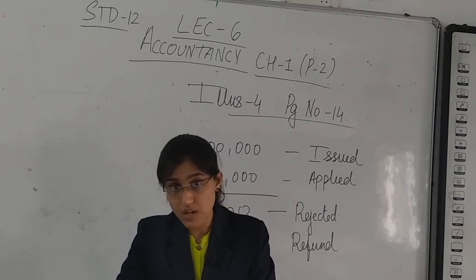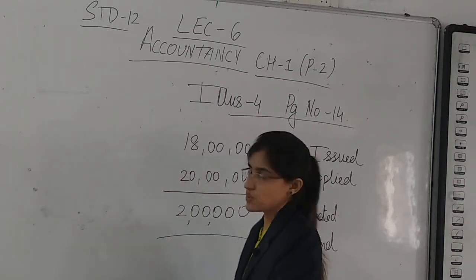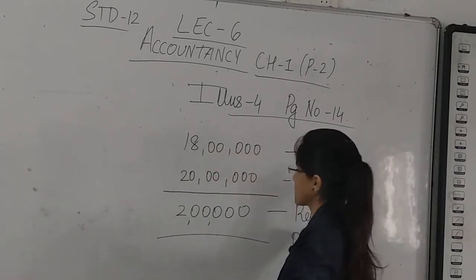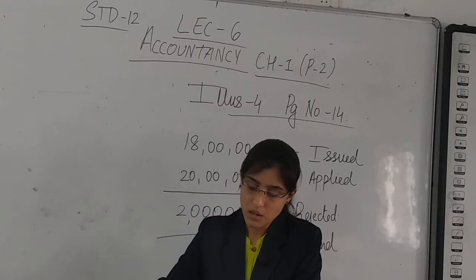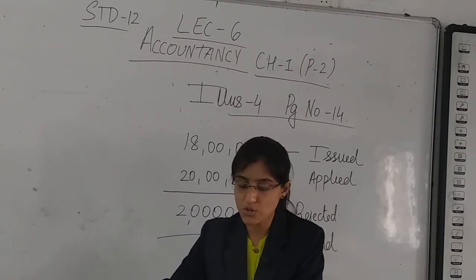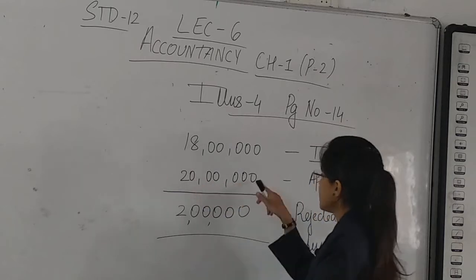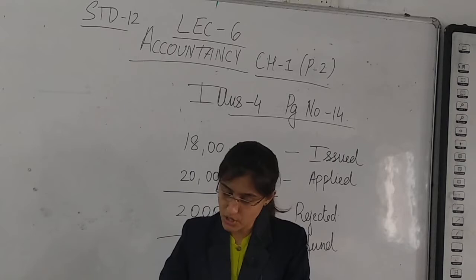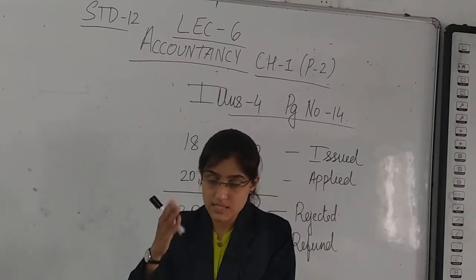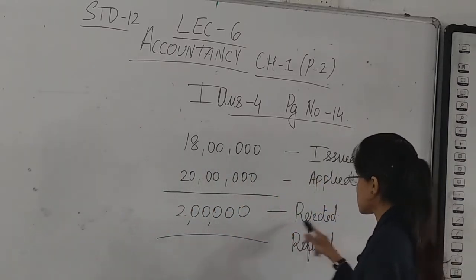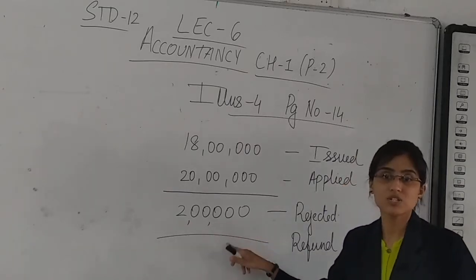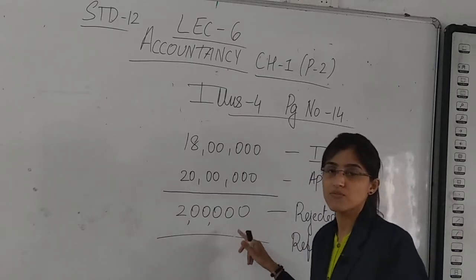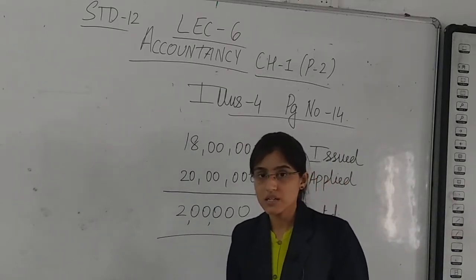Pranav Limited of Bhavnagar issued 18 lakh equity shares. 18 lakh equity shares have been issued and the company has received applications for 20 lakh shares. 20 lakh applications have been received. Shares were allotted at the meeting of board of directors. This is excess share application which has been rejected and the money has been refunded.